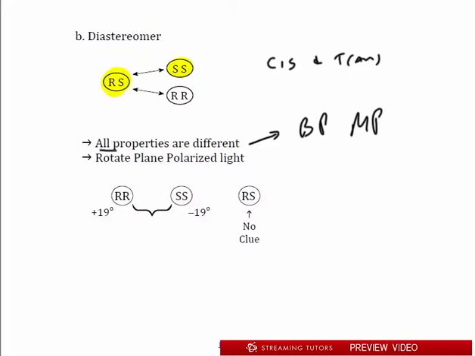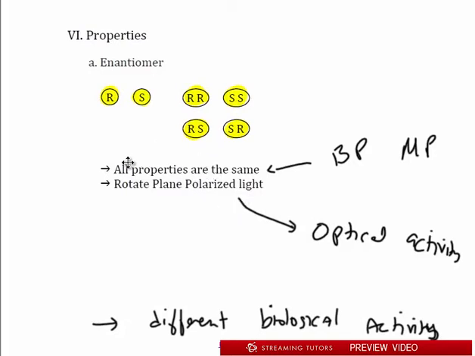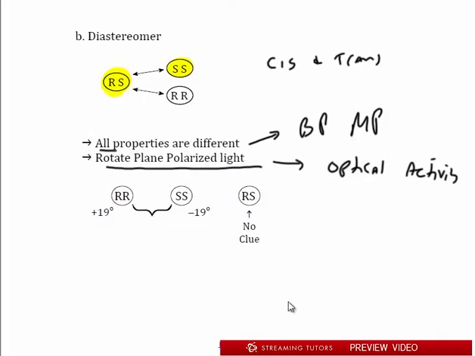Now, they do rotate polarized light, the plane of polarized light, or they have optical activity as well, but there's nothing in common with them. So, for example, what we're going to learn about for enantiomers is that even though they don't have the same optical activity, they have a very similar characteristic to them. But diastereomers have nothing in common. They have no similar characteristics. They're completely different. Okay? All right.